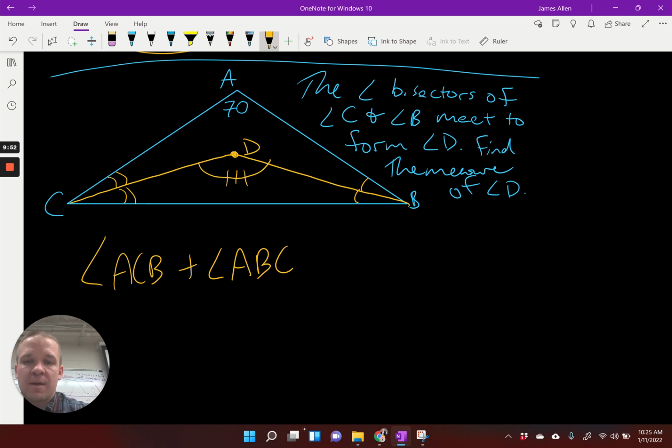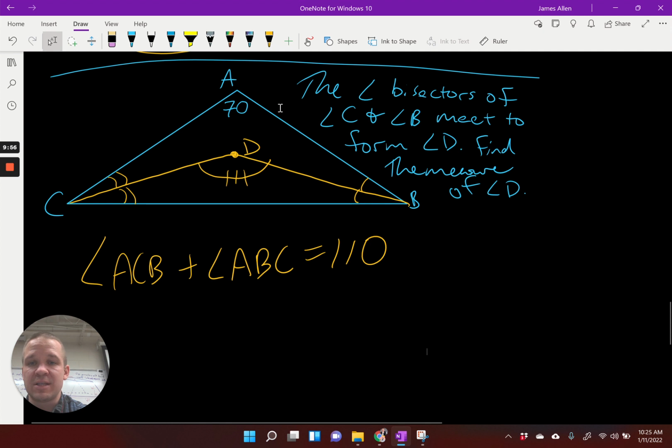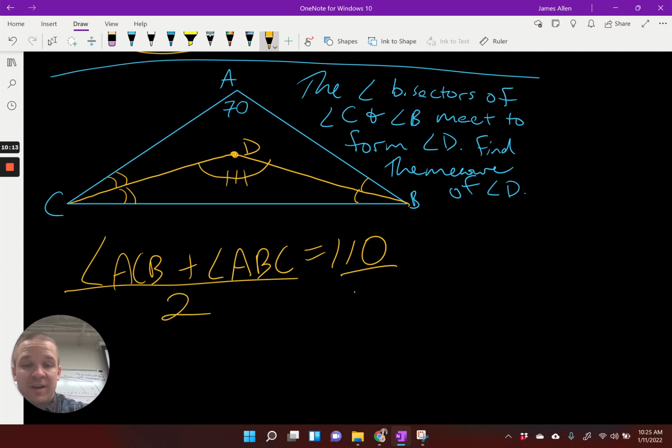What should those two add up to then? Those two should add up to 110, right? Because if this is 70 up here, 110 is left over. Now, if I cut them both in half, I don't know exactly what they're going to be individually, but I know when I add them back together after I cut them in half, if I divide this by 2 and if I divide this by 2, the halves are going to be 55 degrees altogether, right?